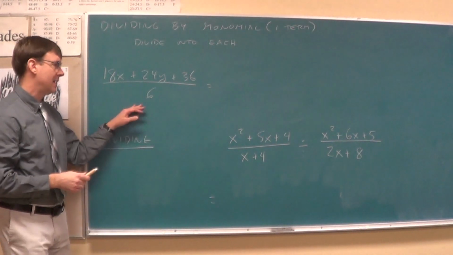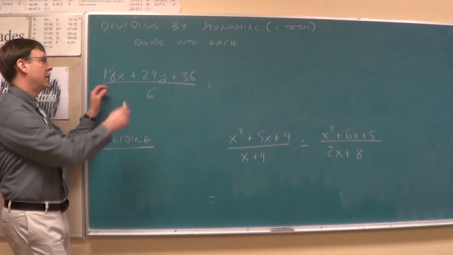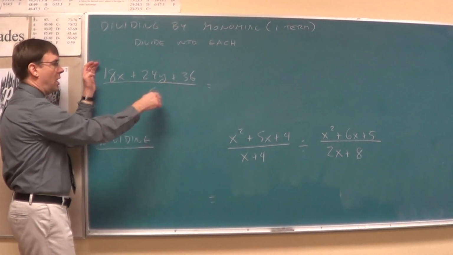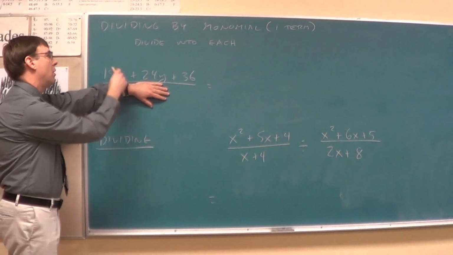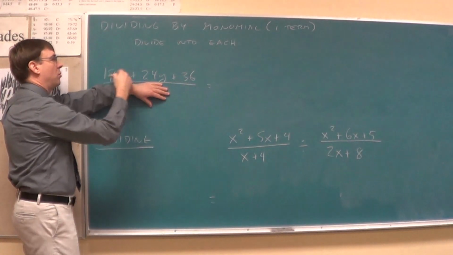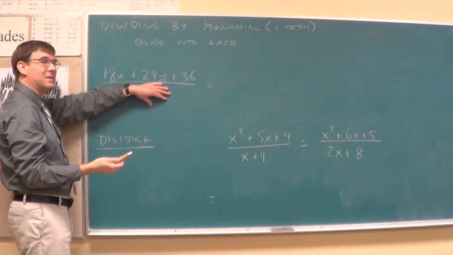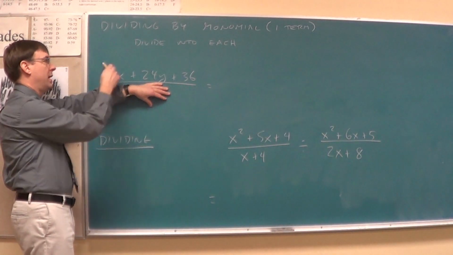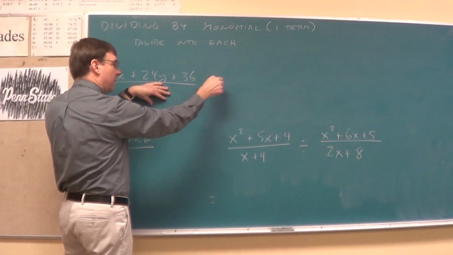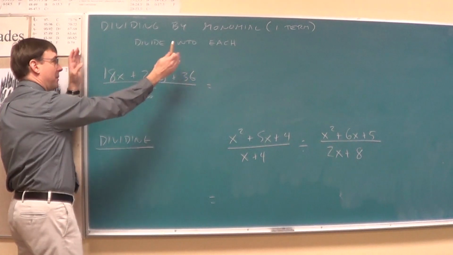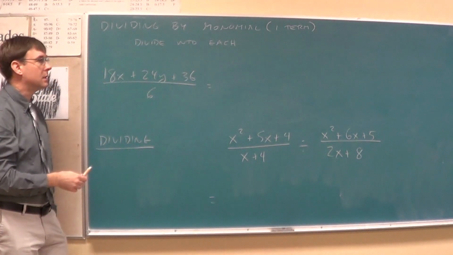When the book writes these, they could write these one of two ways. They could either go a bunch of stuff on top of a 6, or they could throw this bunch of stuff in parentheses and then write divided by 6. But that means the same thing. I'm not going to write it both ways. But if you see parentheses, divide by 6, that's the same as this, dividing 6.